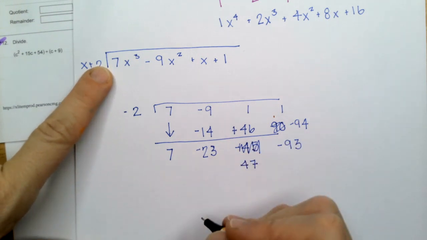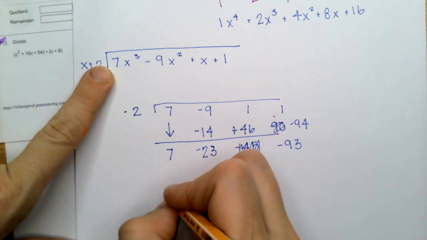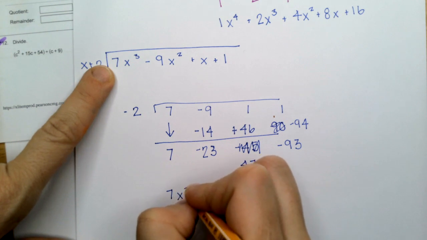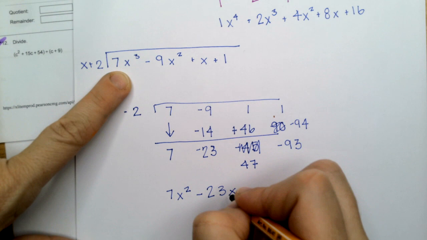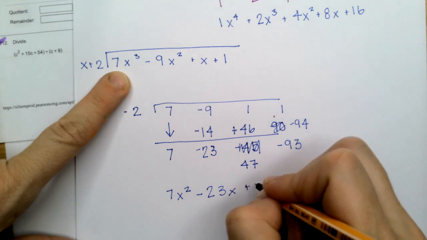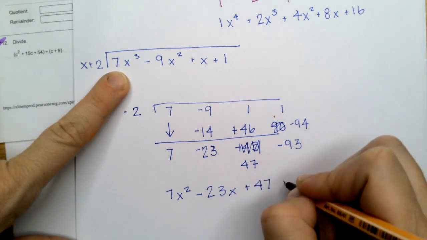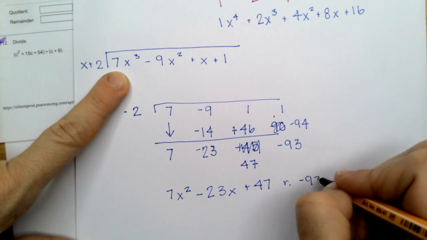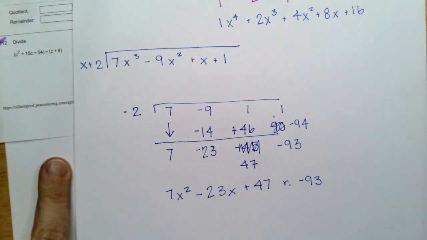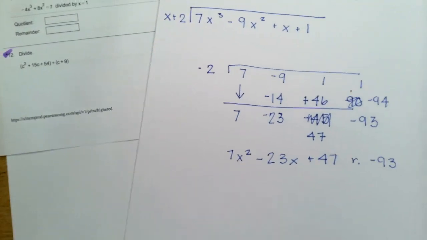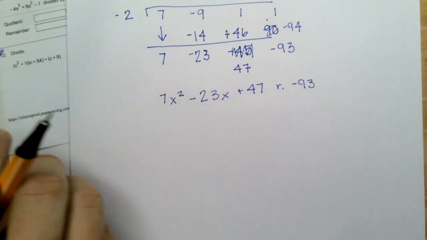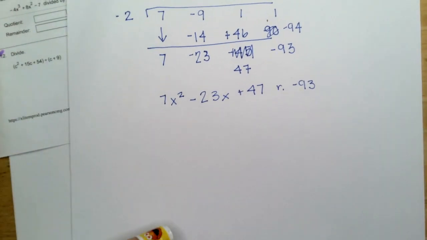So we have 7x cubed becomes 7x squared minus 23x plus 47, remainder negative 93. I wouldn't worry about verifying your work. I would just see if it's right in my math lab.